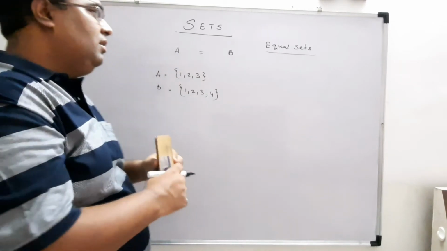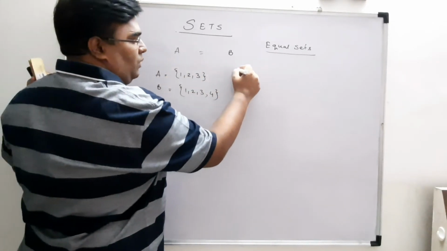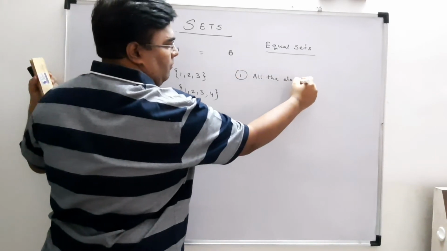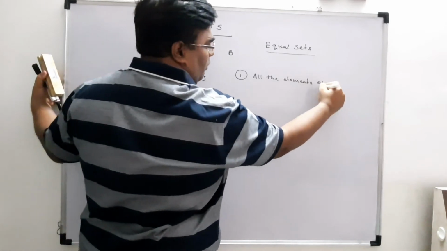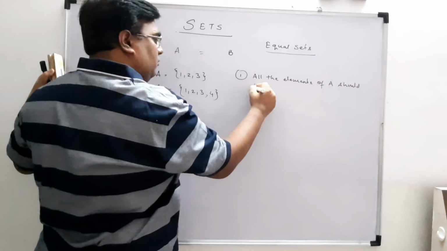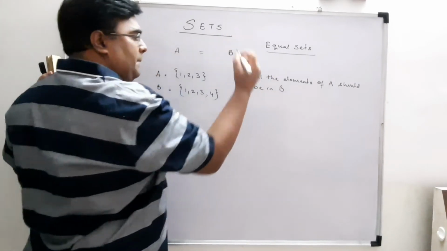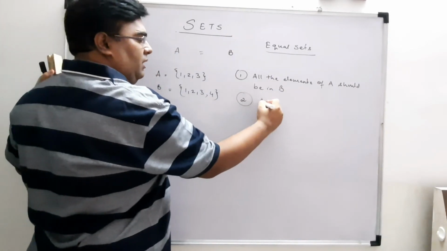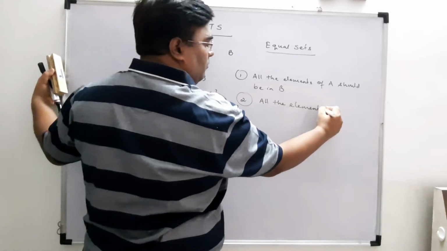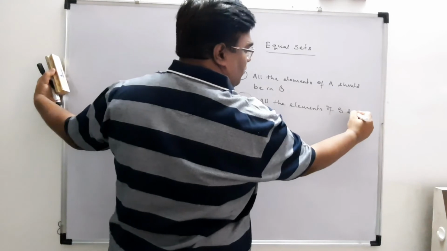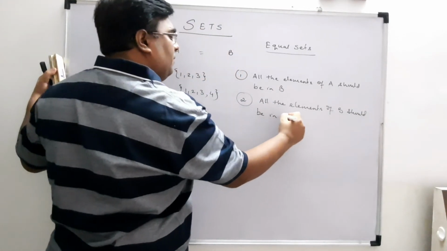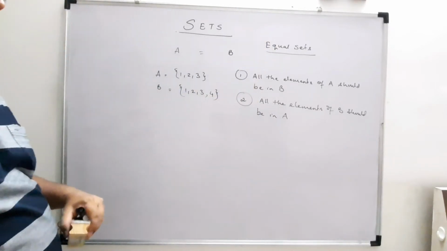So understand the concept. First thing is what? All the elements of A should be in B. Second, all the elements of B should be in A. Right?